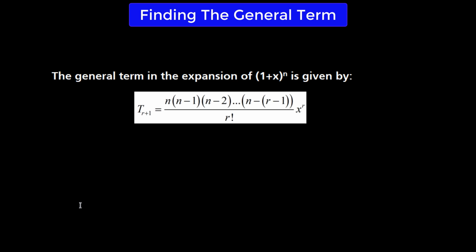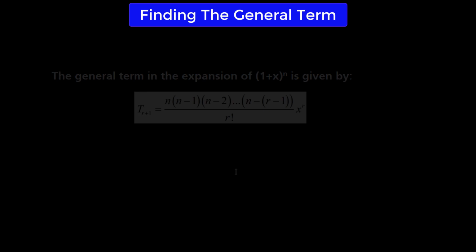Given a binomial expression (1 + x)^n, the general term in the expansion is given by T_{r+1} = n(n-1)(n-2)...(n-r+1)/r! times x^r. So we have already derived this in the proof of the binomial theorem for the general term. So let's apply this to do some problems.